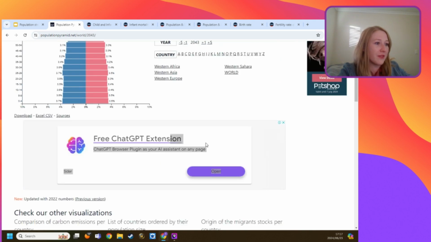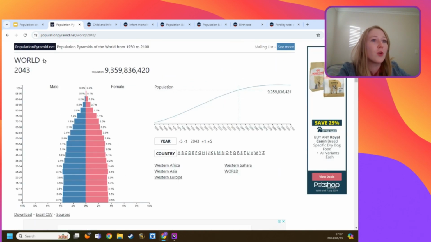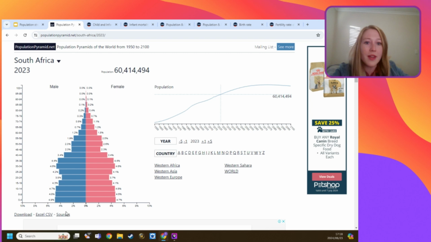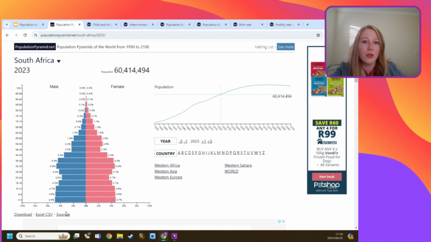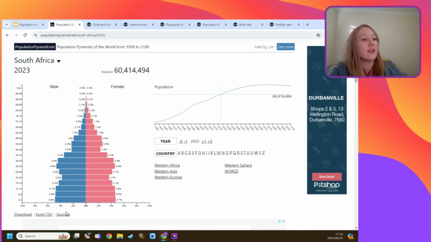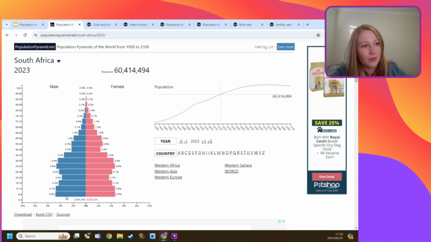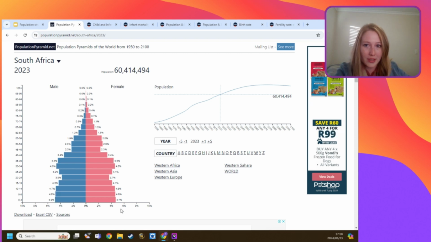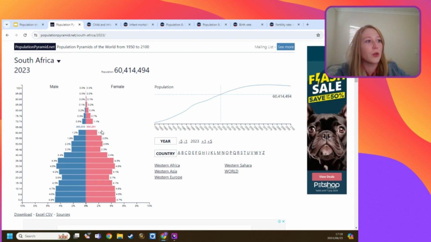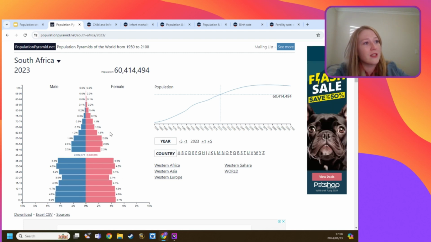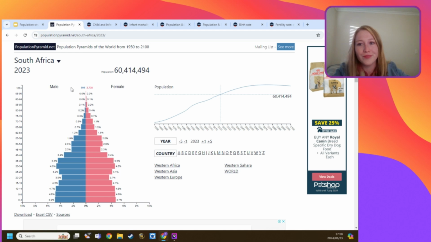Now let's see if we can find a specific country. I'm of course going to start with South Africa. Okay, so we have a fairly broad base over there. That makes sense because it is still an LEDC, so it's not very developed. Generally, LEDCs have a broader base, which means a higher birth rate, and a narrow top, which means a higher death rate. When the birth rate starts to decrease and the death rate starts to decrease, you'll see that this gets narrower and this gets wider.